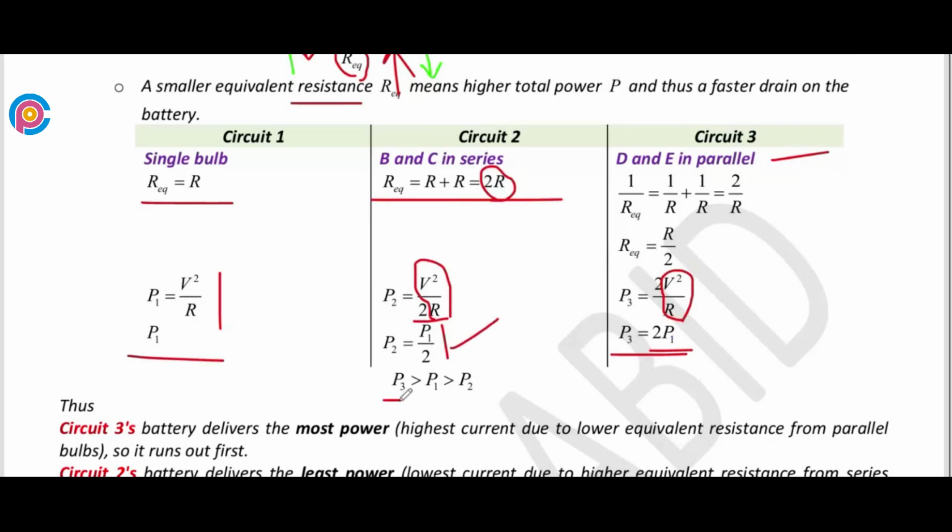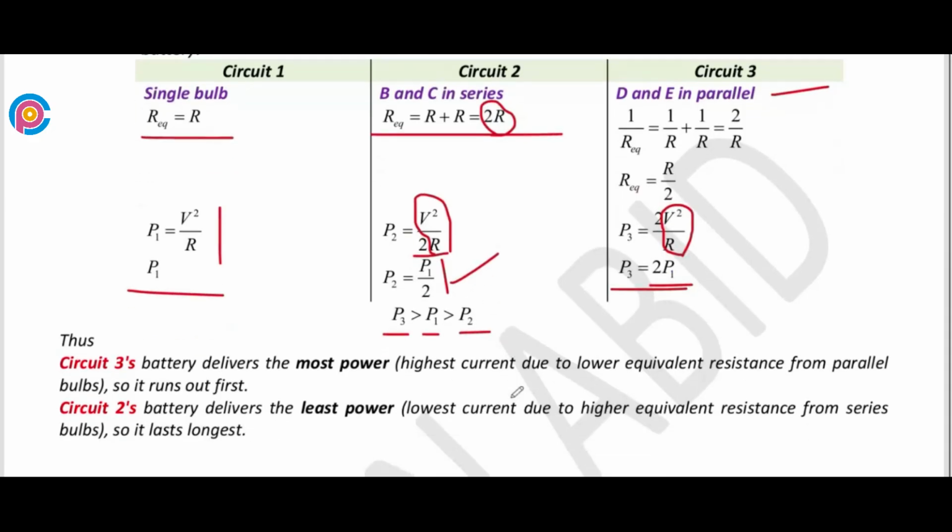So we can say the power drawn in circuit 3 is greater as compared to circuit 1, and the minimum is in circuit 2. Thus, the battery delivers the most power in circuit 3 because of the lower equivalent resistance from the parallel combination, and runs out fast. Okay. In circuit 2, the battery delivers the least power because of the lowest current due to the higher equivalent resistance from the series, so it lasts the longest. So that's the answer.